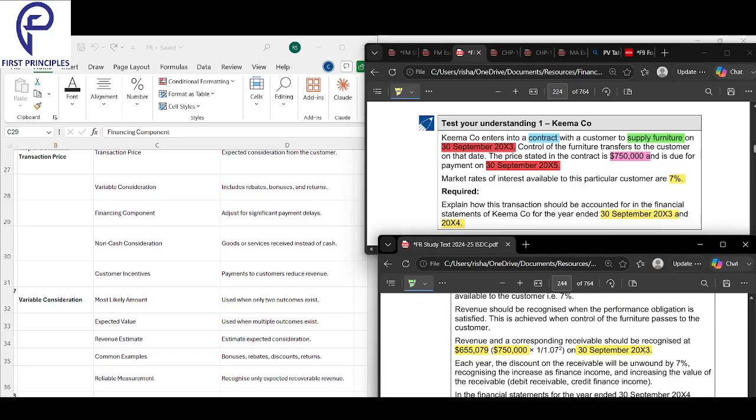This is the amount after 1 year, and this will be the amount receivable. However, you will also recognize the finance income. As I told you, there will be a finance income. Subtract these two: 7,00,935 and 655,079. You get 45,856. This you recognize as a finance income, right? This will be your finance income.